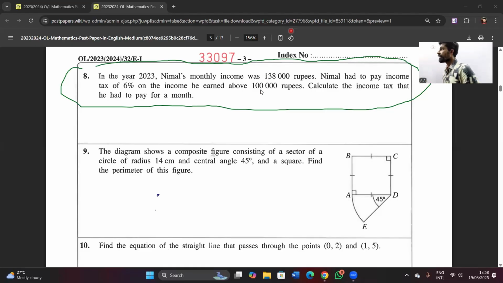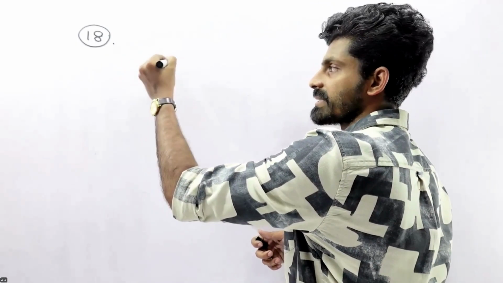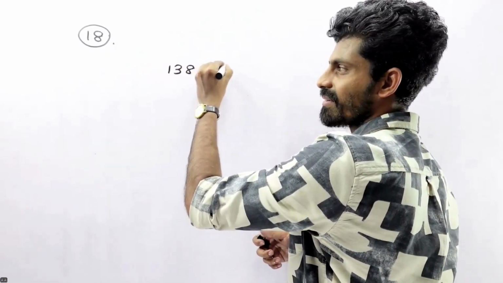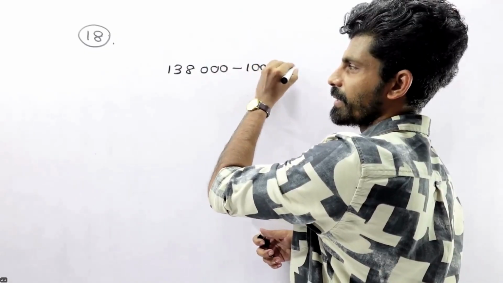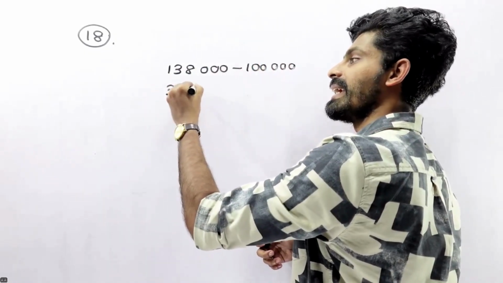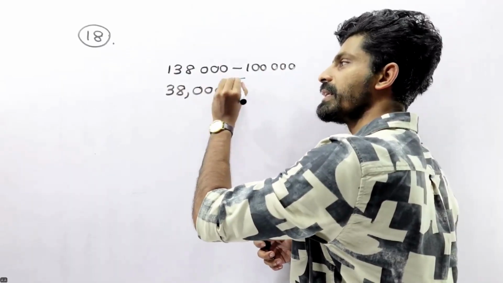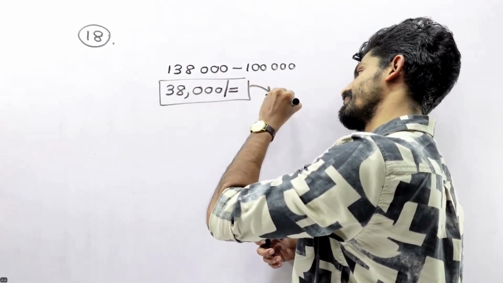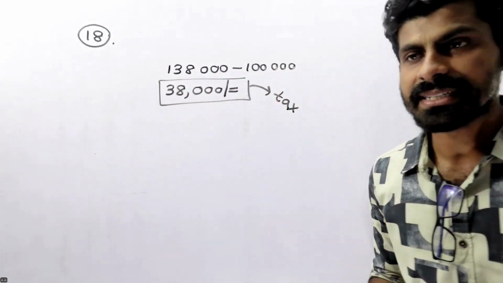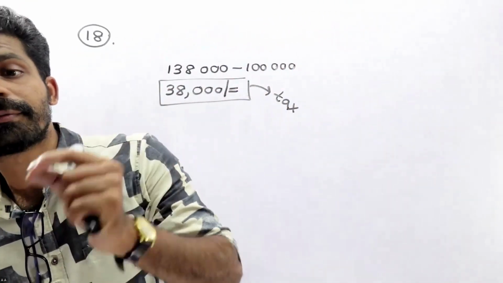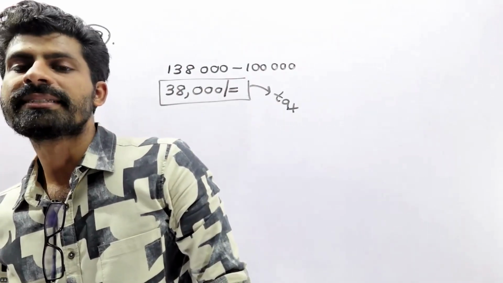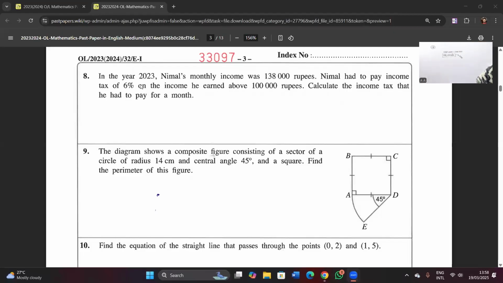So what is the tax amount? The applicable amount is 138,000 minus 100,000. 38,000 is the amount we need to calculate the tax on, right? Calculate the income tax he had to pay for a month.